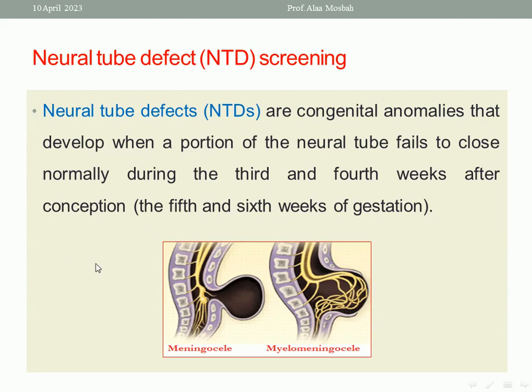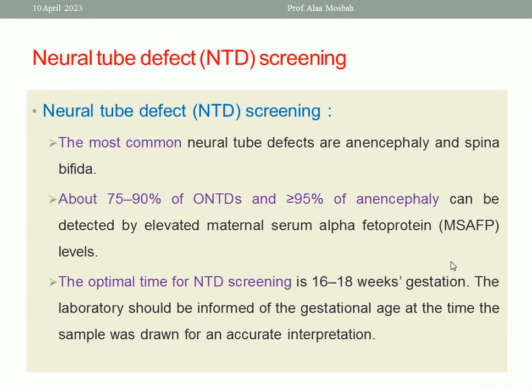Okay, as you see in this picture, this is an example of neural tube defect, spina bifida, meningocele, and myelomeningocele. What is the difference? Here is the herniation of meninges through a defect in the vertebra without nervous tissue. Here is the herniation of the meninges with nervous tissue, so we call it myelomeningocele. This is a famous type of neural tube defect. The other famous type of neural tube defect is also anencephaly.